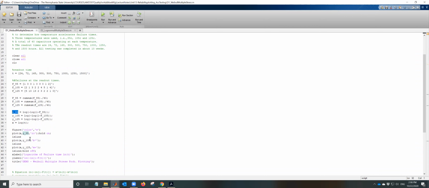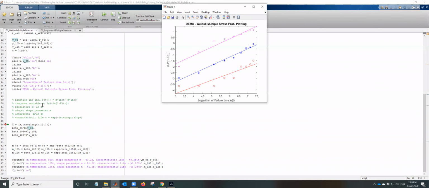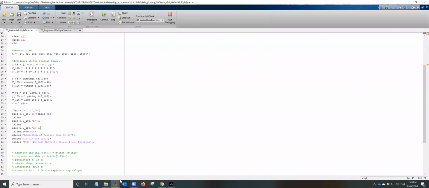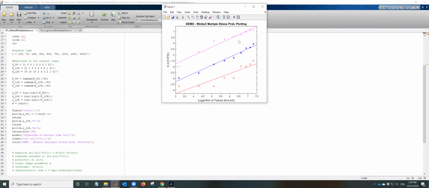parallel lines, okay? Because if they don't follow parallel lines, then either the linear acceleration doesn't work, or the data doesn't follow a Weibull distribution. Let's see whether the data follow the Weibull distribution, because at different stress conditions you have a straight line.